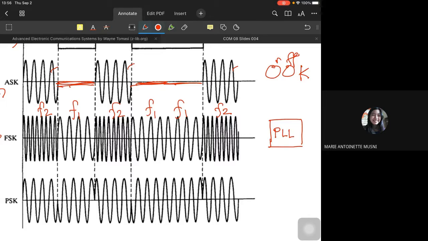Phase lock loop. So one of the key systems for FSK is a phase lock loop. Either way, I'm sure FSK involves a phase lock loop.